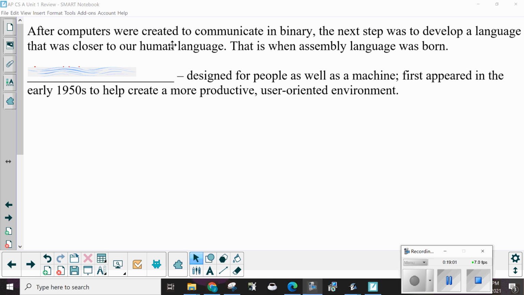After computers were created to communicate in binary, the next step was to develop a language that was closer to our human language. That is when assembly language was born. Assembly language is designed for people as well as machine. This first appeared in the early 1950s to help create a more productive, user-oriented environment. Assembly language is still extremely difficult and tedious to program in.